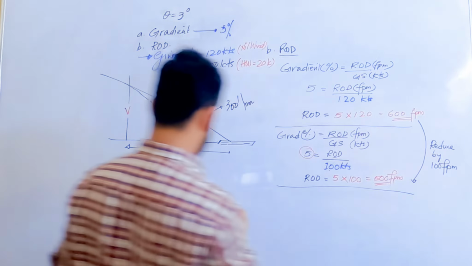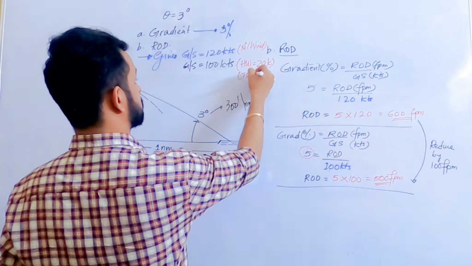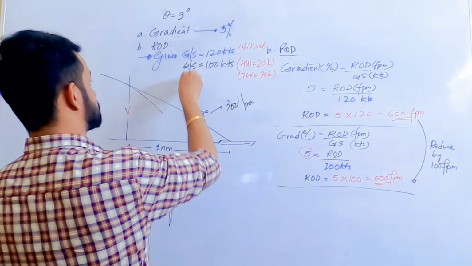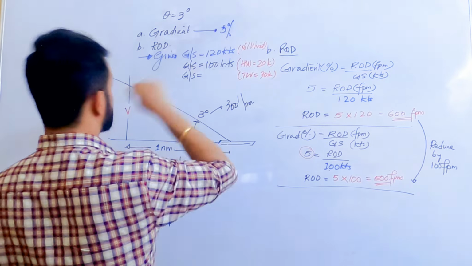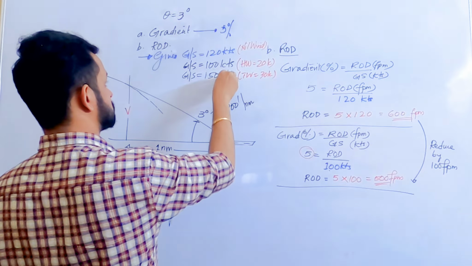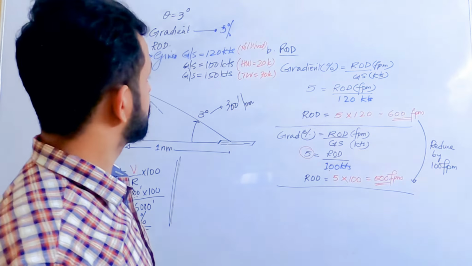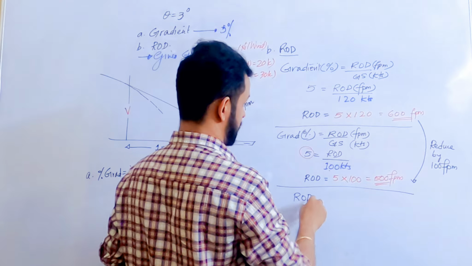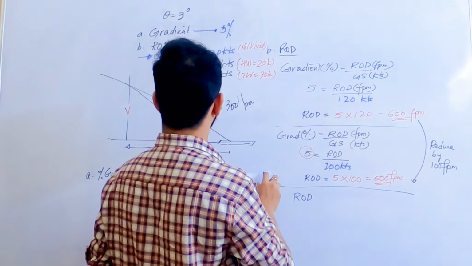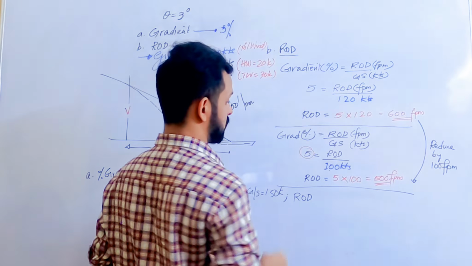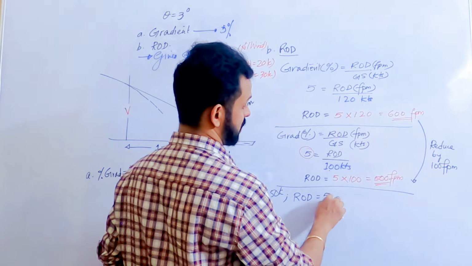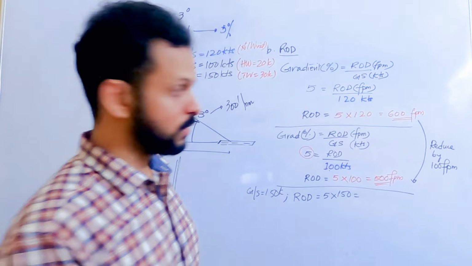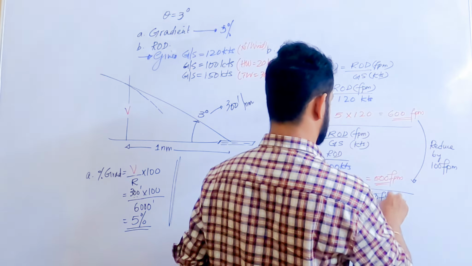Now what if I have a tailwind of 20 knots? Or say 30 knots of tailwind. What is my ground speed now? TAS is 120 here, so it's 150 knots. Without any other expressions, can I write it straight that if I have a ground speed of 150 knots, rate of descent is equal to 5 into my ground speed, which is 150? Which is how much? It's 750 feet per minute.